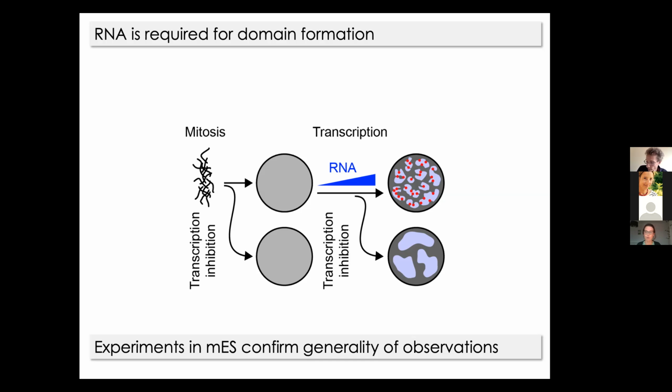This is actually important. We did all this in these zebrafish cells that I introduced in the beginning, but we have in the meantime validated these results in mouse ES cells. And this is important for at least two reasons, I would say. One is, of course, it's nice to see that if you're interested in general principles of nuclear organization, you can see the same thing in two different cell types.